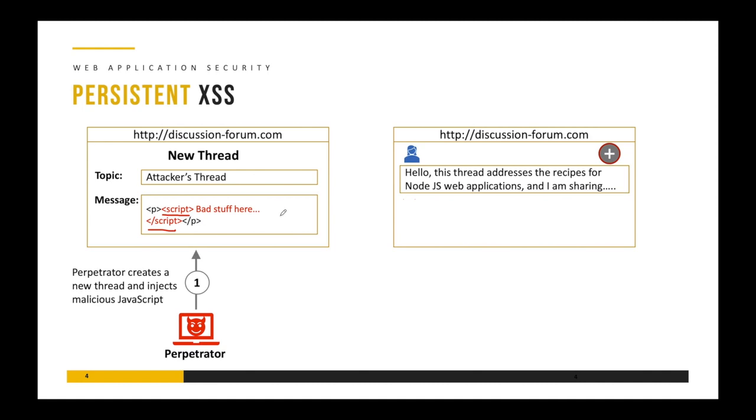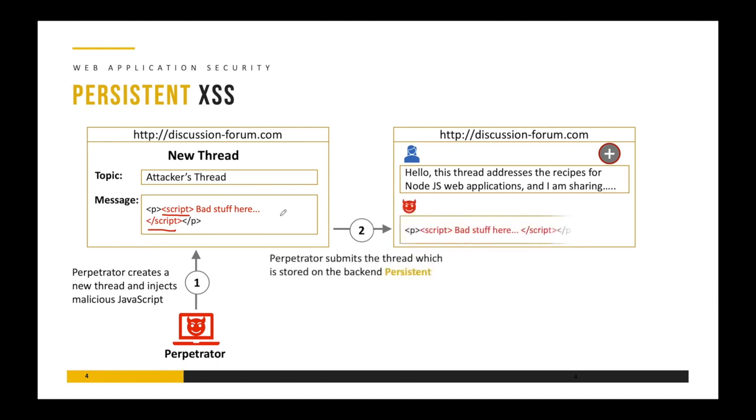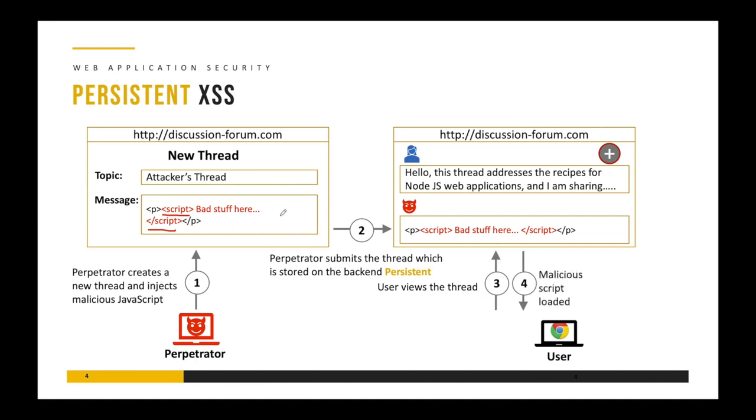Then this malicious message is submitted to the website, which stores it permanently at the backend. That is why this is called a persistent cross-site scripting attack. Now when a user visits this page or this particular thread and views it, the malicious script also gets loaded and executed on the browser of that client.